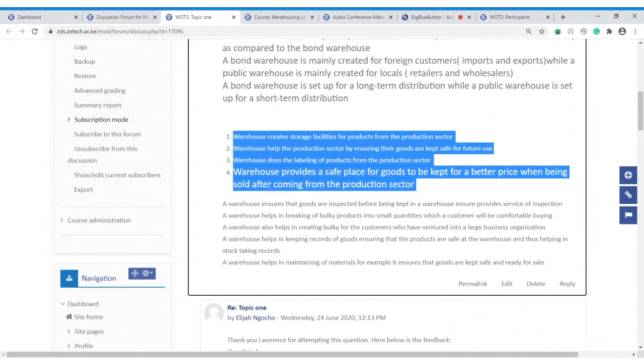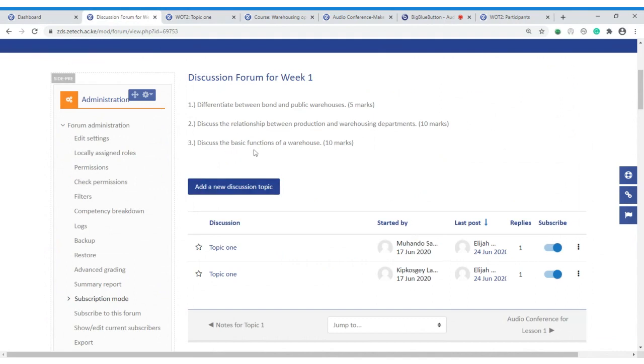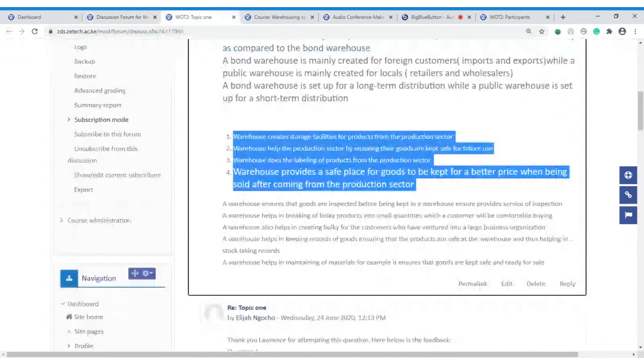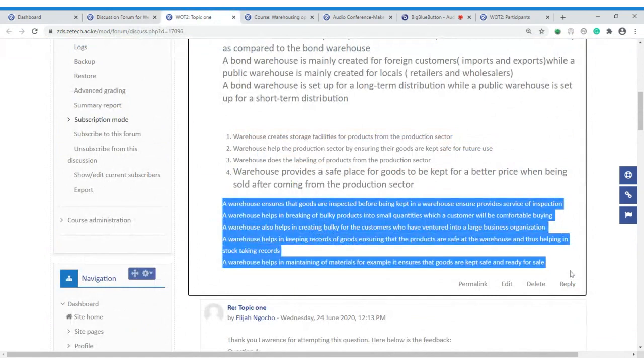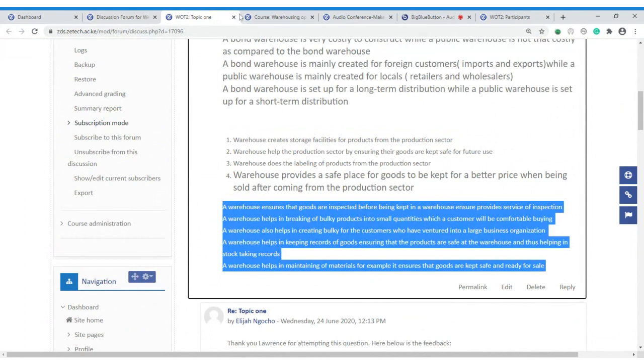The third question was the basic functions of a warehouse. I don't think anybody in this class can ever fail that question. But the other point is just putting a hyphen between the point and the explanation.